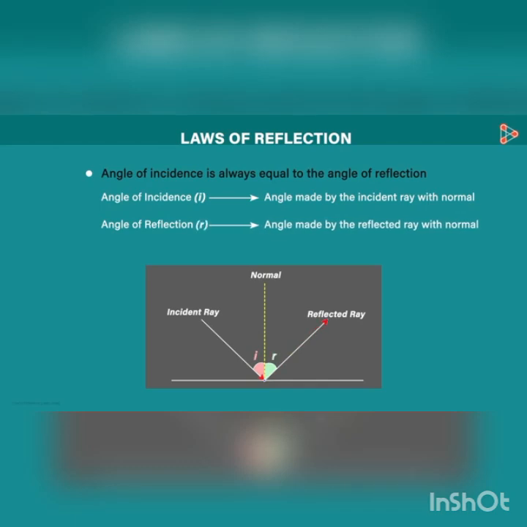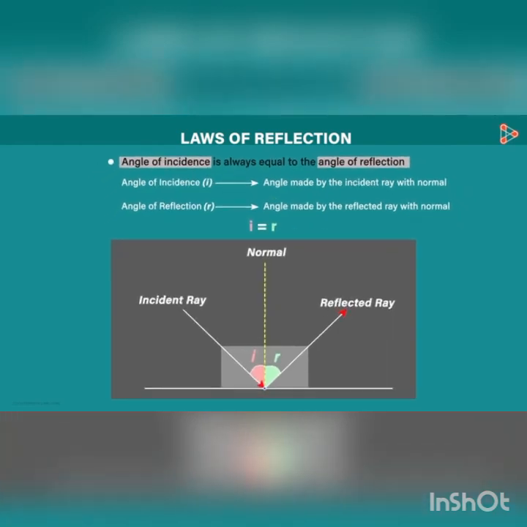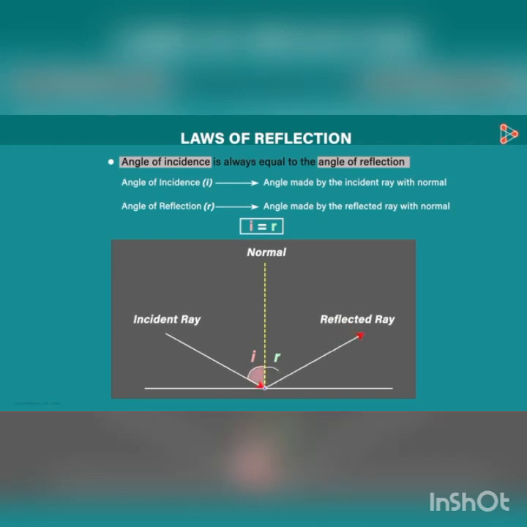So our first law says that the angle of incidence is always equal to the angle of reflection. I is equal to R. Here, as I is equal to R, if the incident ray strikes at this point, then the reflected ray will travel along this direction only so as to keep the measure of R same as I. If I move the incident ray here, then the reflected ray will also move to keep the measure of R same as I. I is always equal to R. Okay, so this was about the first statement.